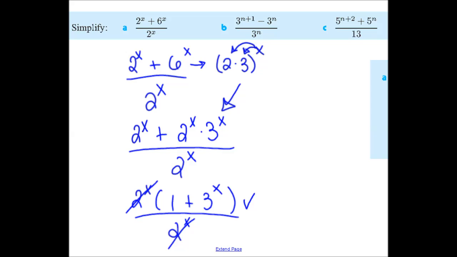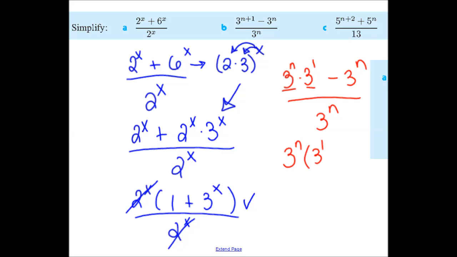Part B, we've got 3 to the n plus 1. We can write that as 3 to the n times 3 to the 1, and then minus 3 to the n, over 3 to the n. We can factor out 3 to the n from both terms in our numerator. This is over 3 to the n, and then we can cancel our 3 to the n. 3 to the 1 minus 1 is the same as 3 minus 1, which gives us 2.